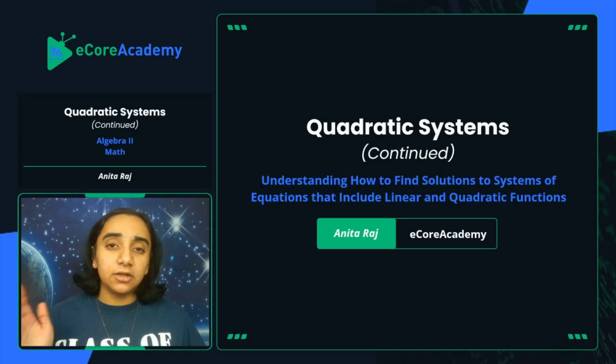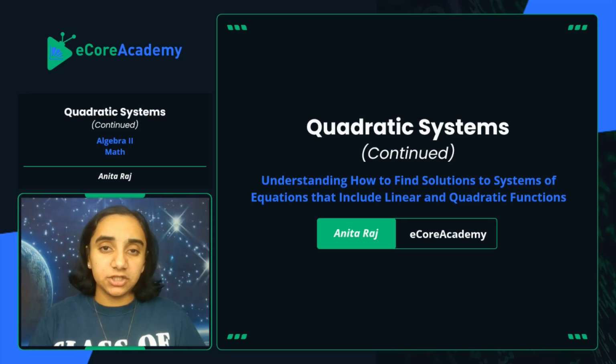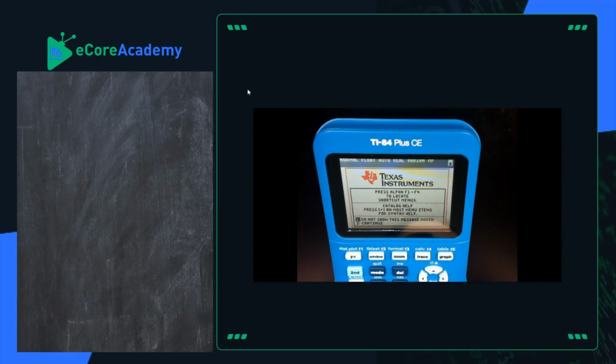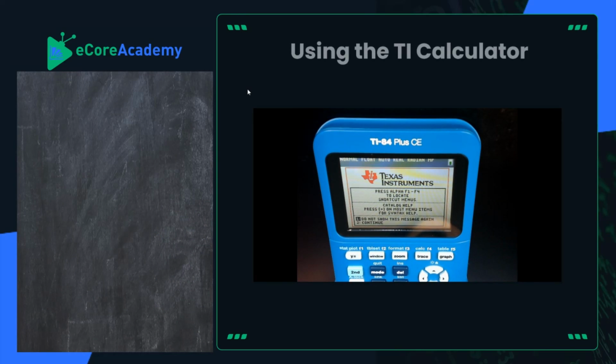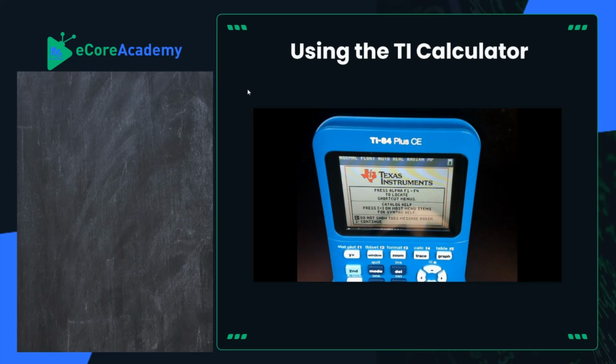So let's get into the TI calculator section now. Okay, everyone, as you can see, I've switched to a view of my calculator, and now we're going to be using the TI calculator to graph and find the solution sets or multiple coordinates for a quadratic system.